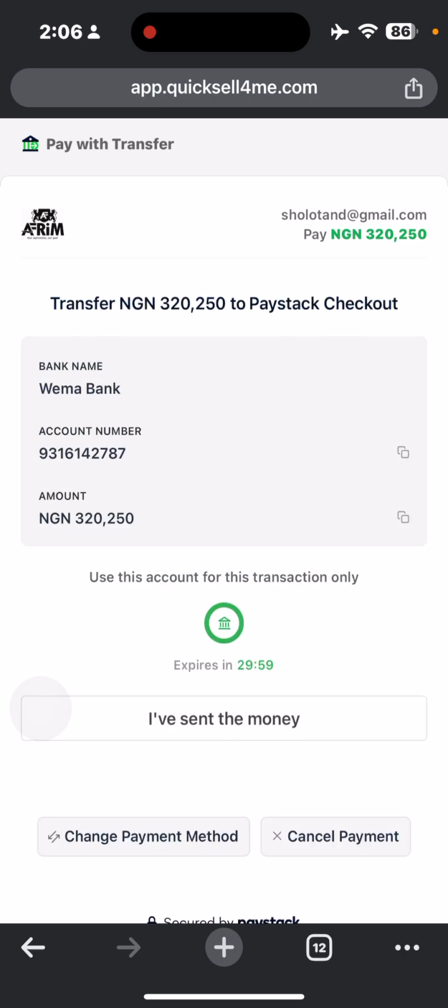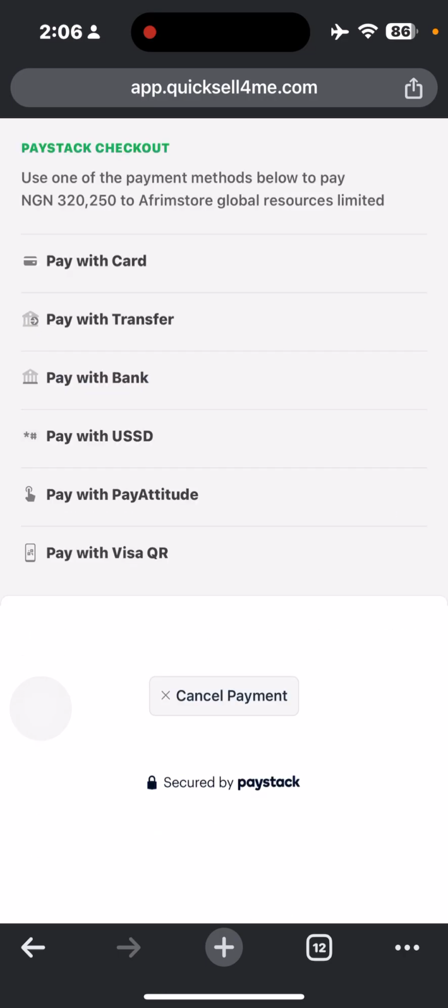You can either make a transfer like this, or you can use USSD, or you can use pay with bank. It all depends on whatever you want to go for.